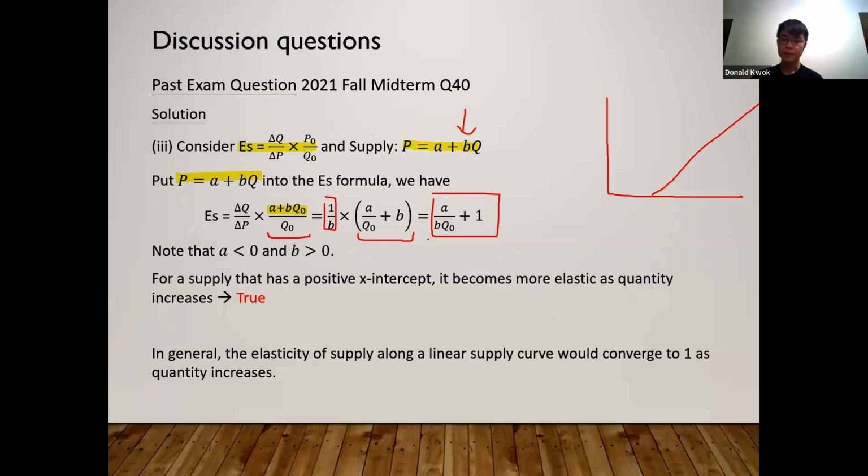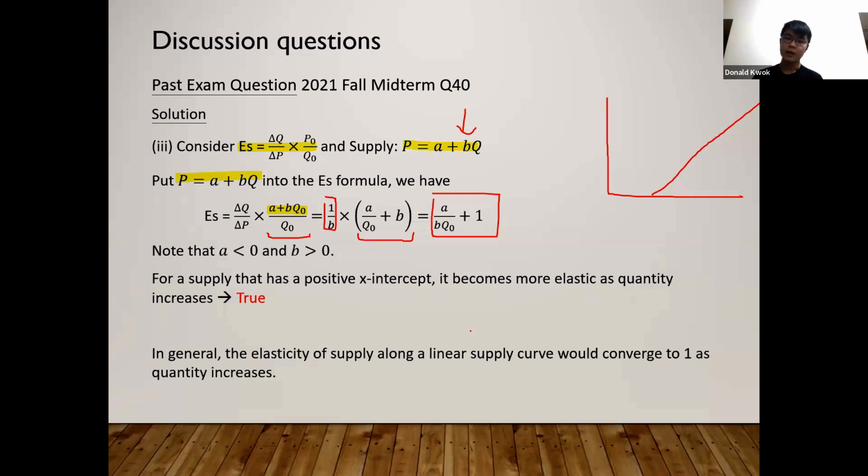So how can you interpret this? As quantity increases, the first fraction here should be less negative. A less negative number plus 1 should be larger and larger as quantity increases. So this shows that the supply becomes more elastic as quantity increases. So this is why statement 3 is true.